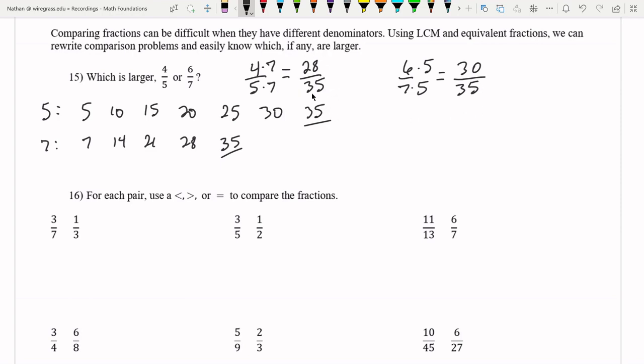And I can easily see here between these two things, which one's larger? Well, 30 over 35 is larger. So 6/7 is greater than 4/5. Very easy to see when you have a common denominator.